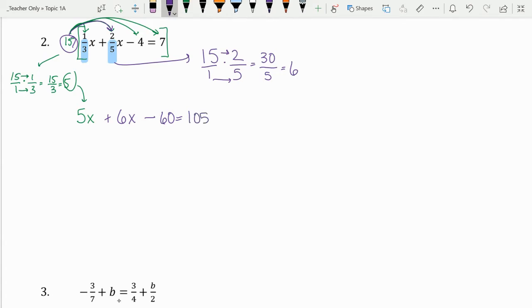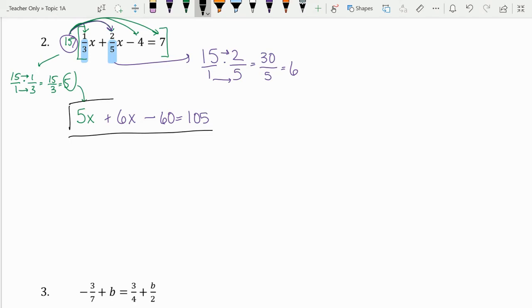So we first found whatever the denominators are, the first number that they go into nicely, which is 15. You take that number and multiply each part of your equation by that number. All of your fractions reduce to nice numbers. And then from here, we get the equation 5x plus 6x minus 60 equals 105. You look at that and say, hey, yeah, I can solve that.